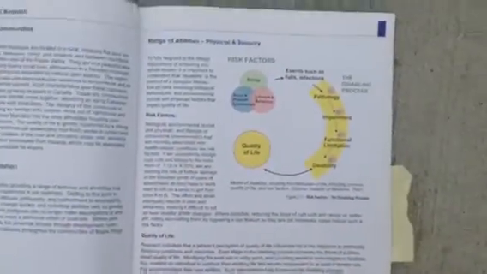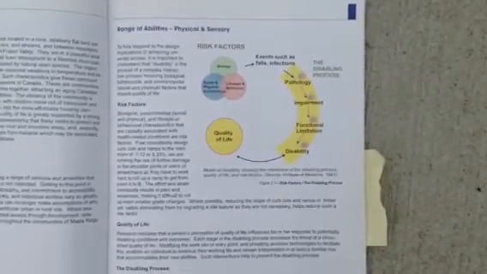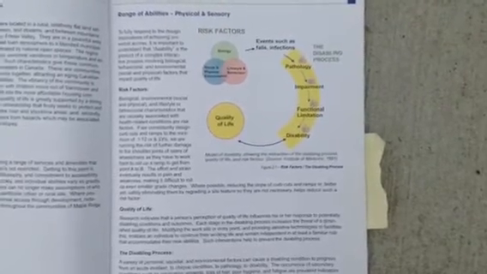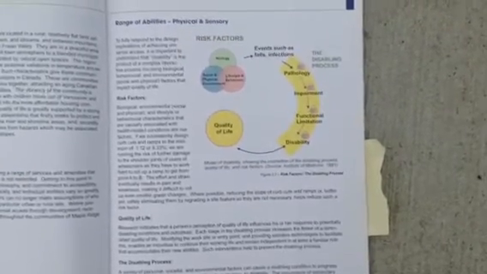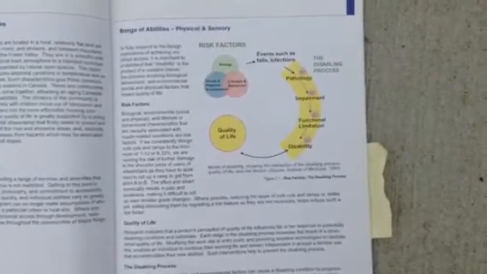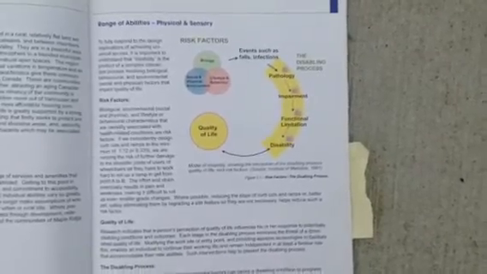One of the things that would be really helpful for our course is this range of abilities, physical and sensory, the risk factors. This talks about the concept of a disability developing after an incident and what happens to a person's life and how it affects their quality of life.